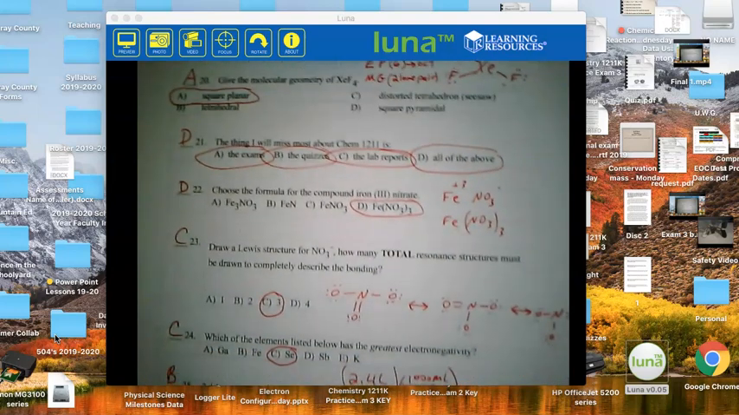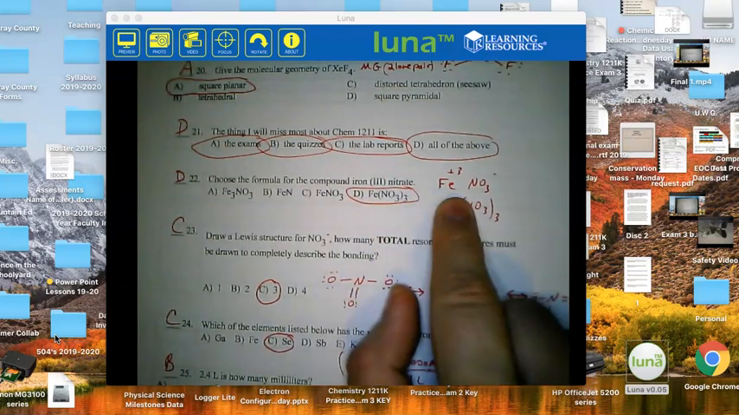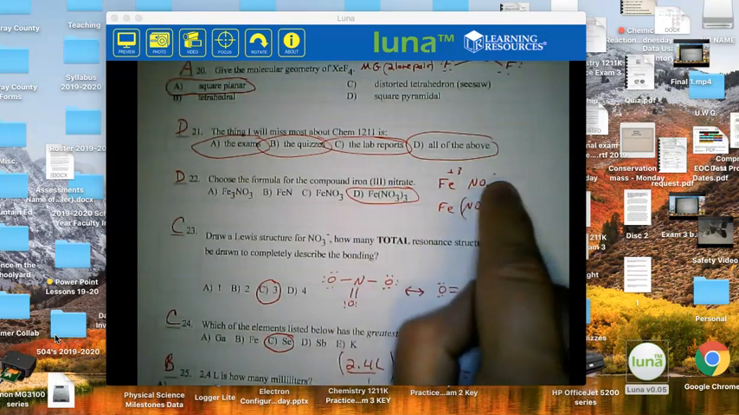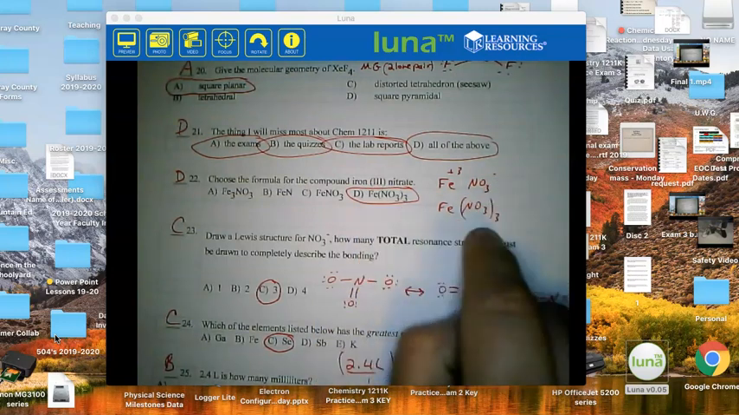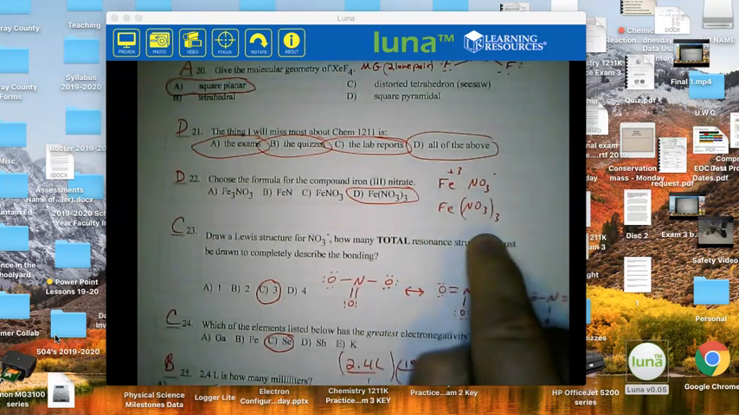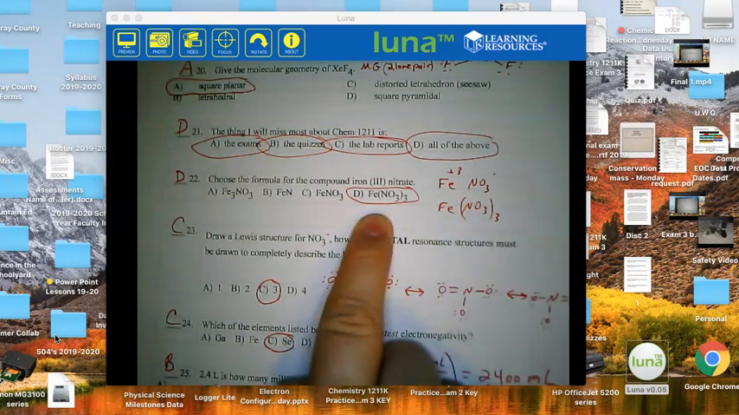Okay. Number 22, choose a formula for the compound iron 3 nitrate. So iron is +3 because the Roman numeral dictates the oxidation number on the iron. Nitrate is a polyatomic ion, NO3, with a -1 charge. So to balance out the charges here, if we have +3 from the iron, we need -3 for the nitrate. And so we need to put a parentheses 3 there. And so this is your answer there.